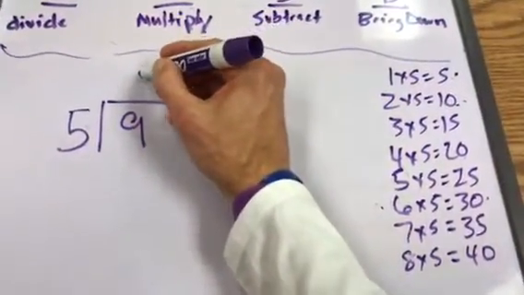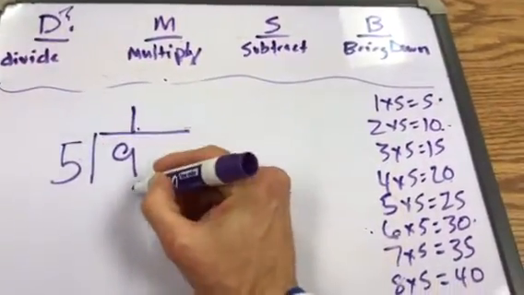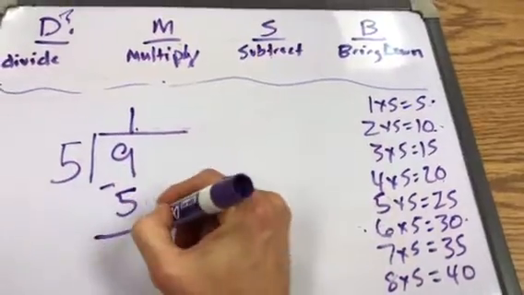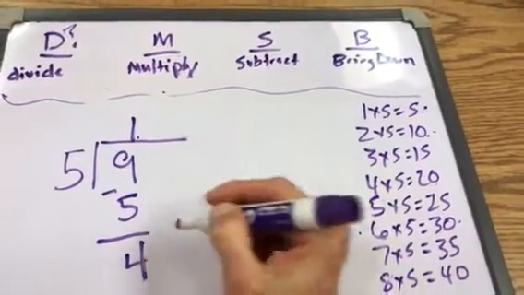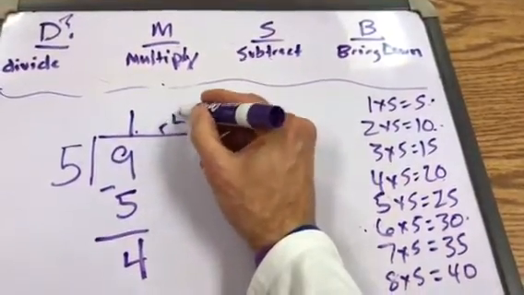And so my answer goes on the answer blank. That's 1. Next step, multiply. 1 times 5 is 5. S means subtract. And there's my remainder. And so that's where we went when we moved into the second round, just like the first round.